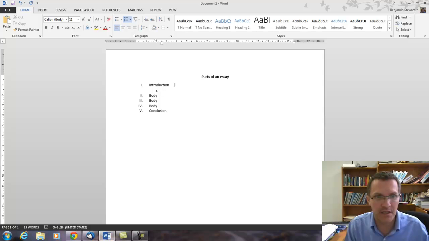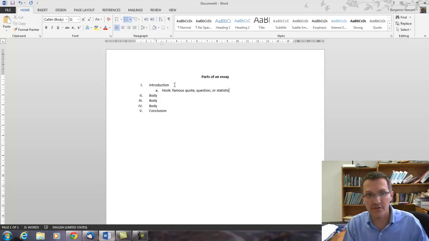It begins with a hook. Now the hook could be a famous quote. It could be a question, or it could be a statistic or some interesting fact that grabs the attention of the audience. Regardless of the type of hook that you use, the idea is to grab the attention from the very first sentence. And typically our hook consists of only one sentence.